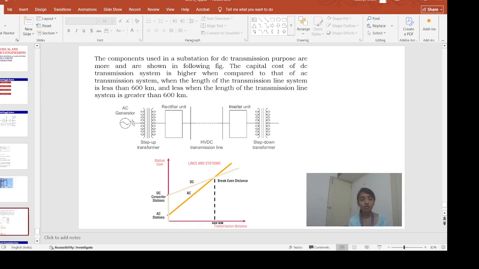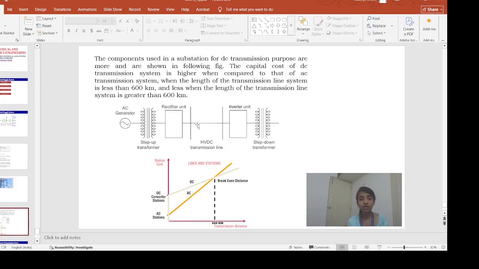how this system works: at the generator side or the power station, AC voltage is generated. Then we have to step up that voltage. Then we give it to the rectifier unit, which will convert that stepped up AC voltage to DC voltage. Because here we are using the DC transmission system, I need to pass the DC voltage through this HVDC, high voltage DC, transmission line. That is why I need to convert this stepped up AC voltage to DC voltage.